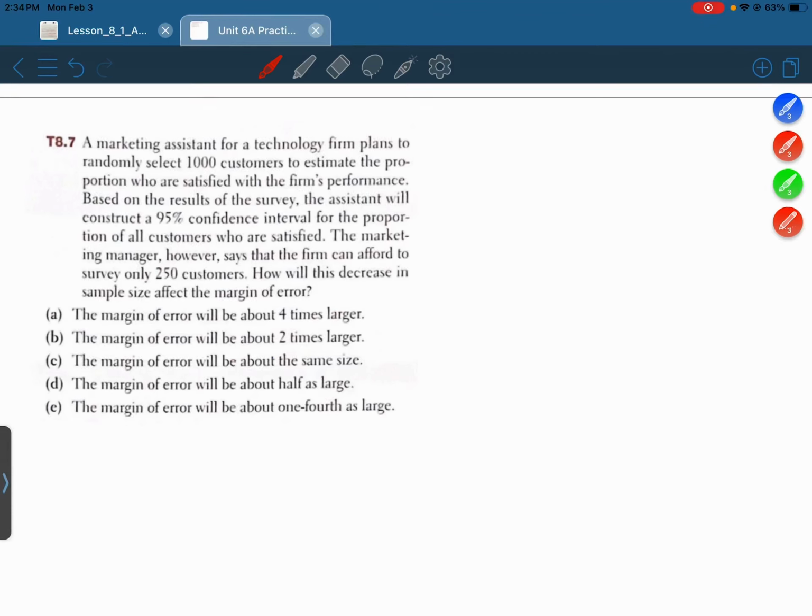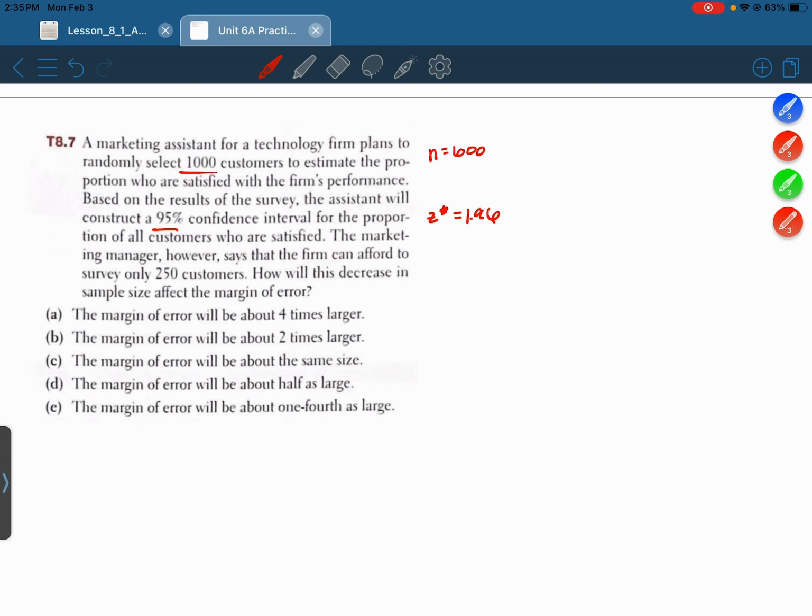T8.7. A marketing assistant for a technology firm plans to randomly select 1,000 customers to estimate the proportion who are satisfied with the firm's performance. Okay, so n equals 1,000. Based on the results of the survey, the assistant will construct a 95% confidence interval for the proportion of all customers who are satisfied. Okay, so 95% means that our z-score is going to be 1.96.